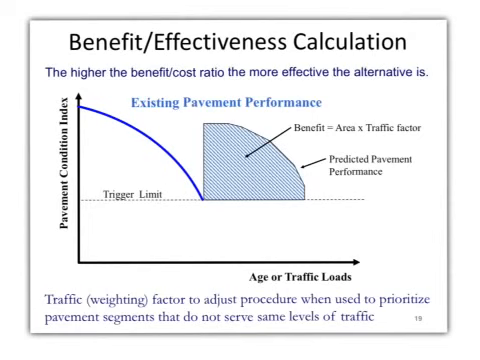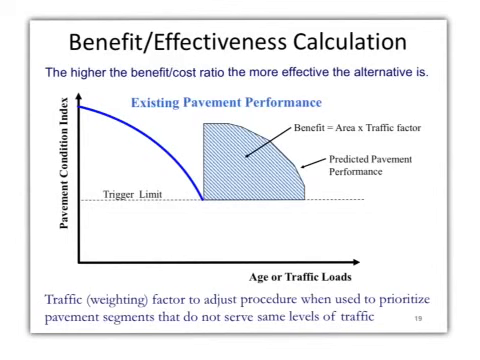So the PCI, after we reached a failure or trigger limit, was bumped up to a high value, and then it took us several years to go back to the same trigger limit. So now my interest is to measure the area under this curve, and that will be the benefit. So the benefit is simply the area times a traffic factor, or traffic weighting factor.